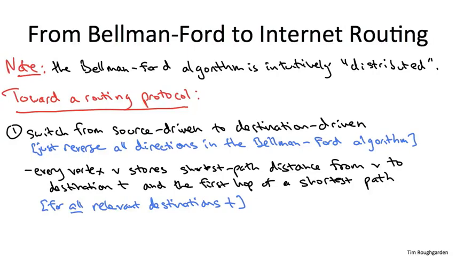You will sometimes hear Bellman-Ford-based shortest path protocols like this one called distance vector protocols. The distance vector that this term refers to is, at a given vertex, a vector indexed by possible destinations T, where you're keeping track of the shortest path distance and the first hop for all of those destinations.